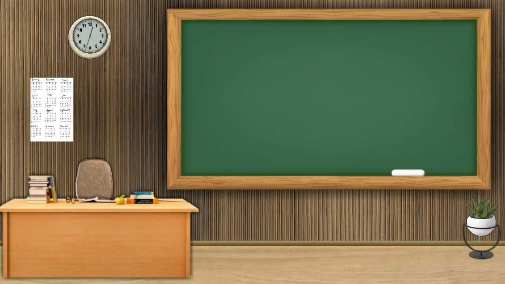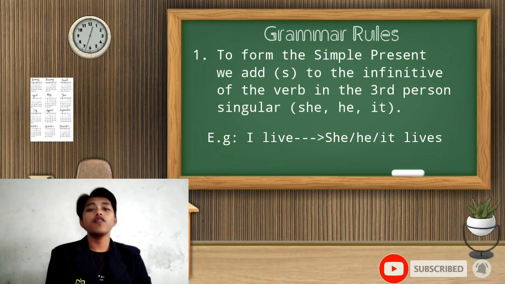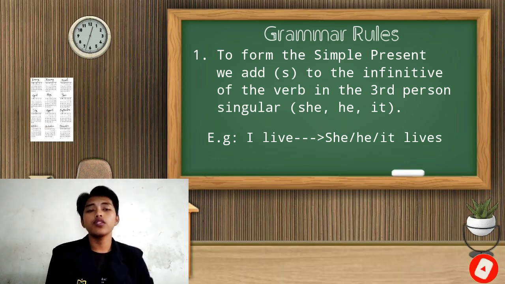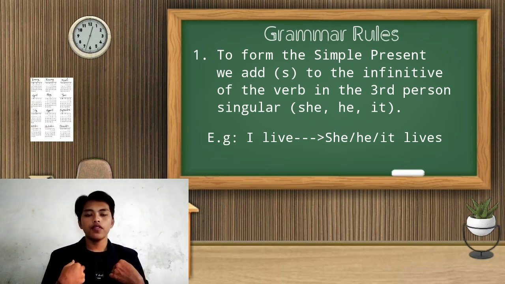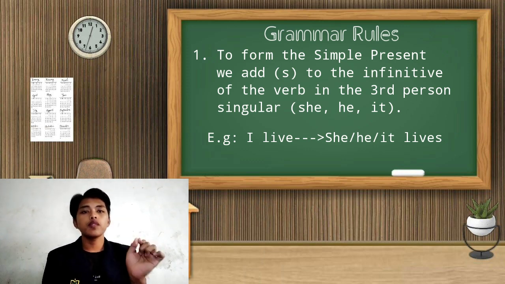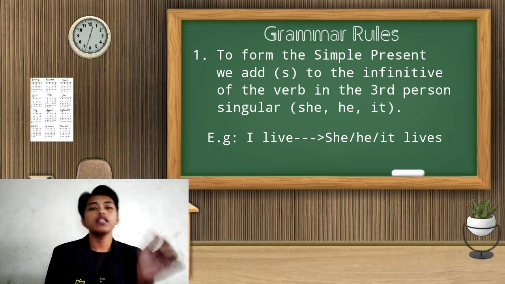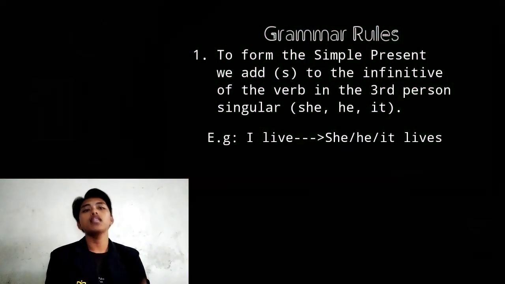You have now known about the definition of simple present tense, the use of simple present tense, and how to make simple present tense. But one thing that you have to remember is the grammar rules of making simple present tense. The first, to form the simple present tense, we add s to the infinitive of the verb in the third person singular: she, he, it. For example, I live and she lives. Why do I say she lives? Because the subject of the verb is she, and she is third person singular. So we need to add s to the verb.